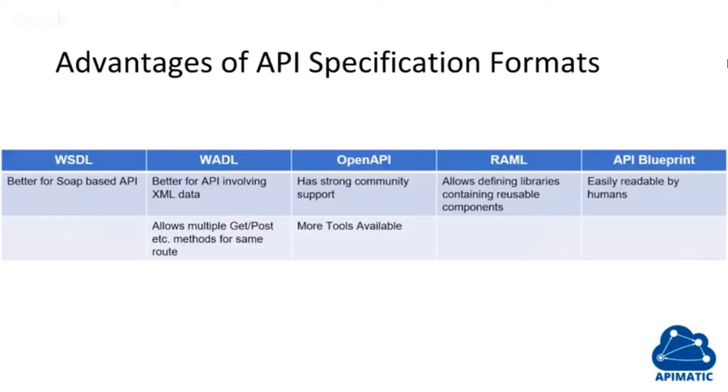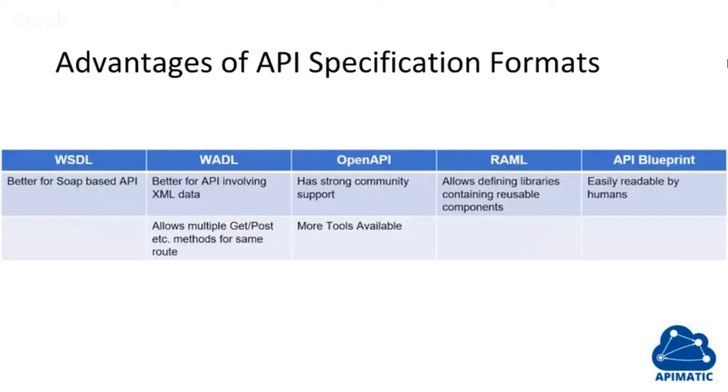On the other hand, if you want strong community support and an open source API specification that is picking up and getting really famous, with a strong community behind it and a lot of third-party tools, then OpenAPI is the way to go for you. On the other hand, if you want an enterprise-level solution, then RAML, supported by MuleSoft, is a choice for you.